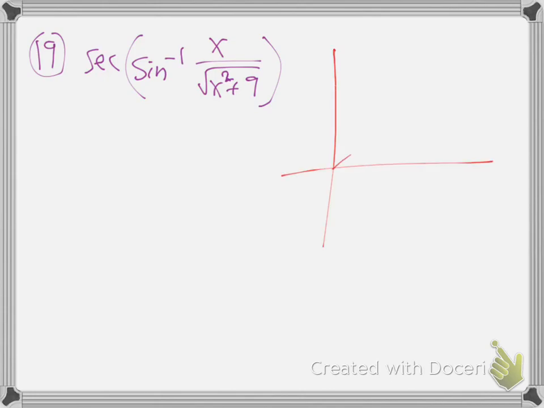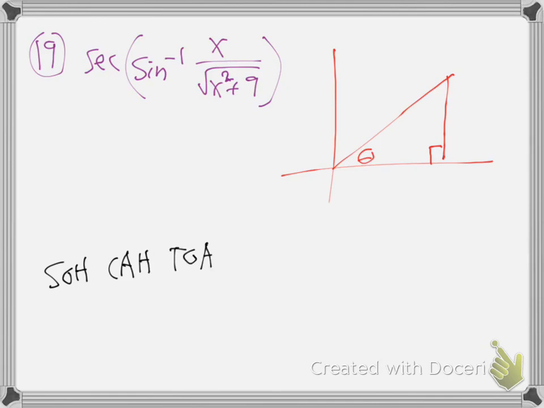So draw it in the first quadrant. Put our angle theta there. And so SOHCAHTOA. So sine is what? Sine is opposite over hypotenuse. So this is opposite. This is hypotenuse.